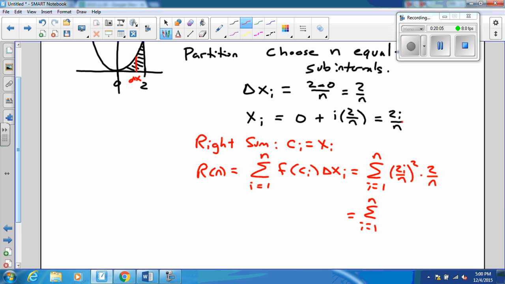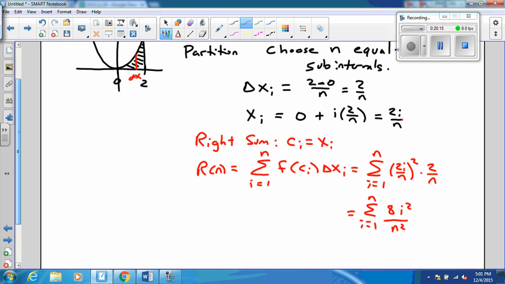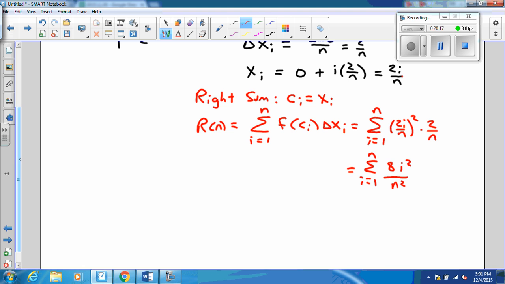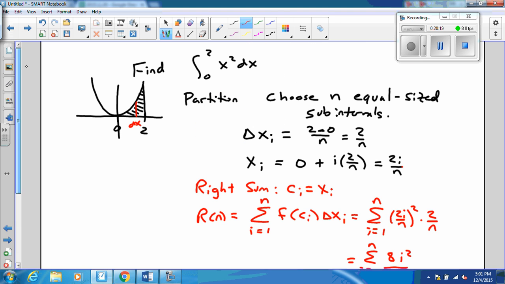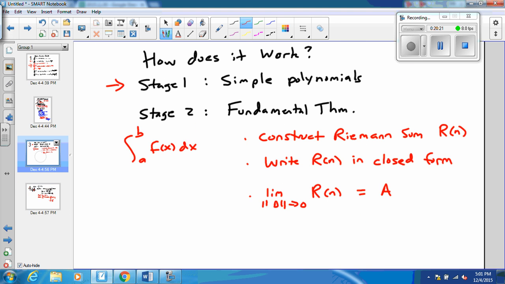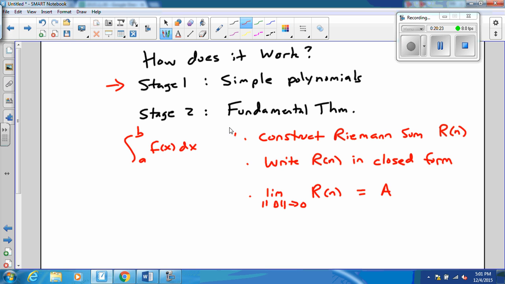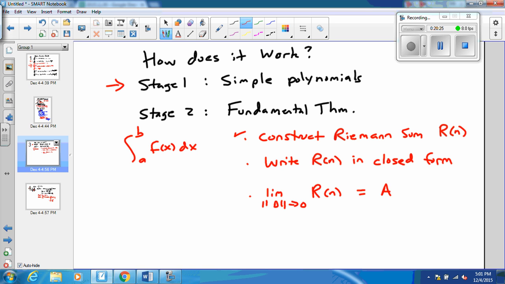I can clean this up a little bit. And that gives me 4, no, it actually gives me 8i squared over n squared. Okay. Well, this is the Riemann sum.